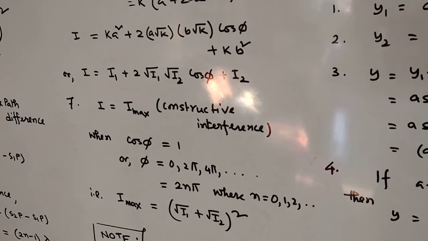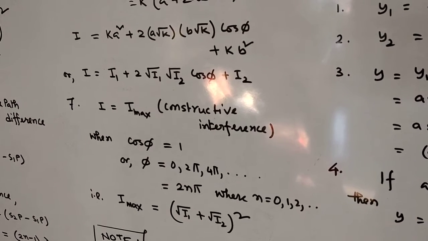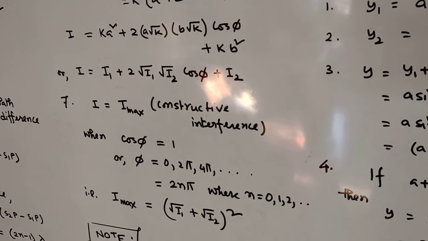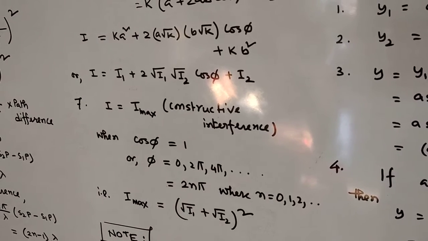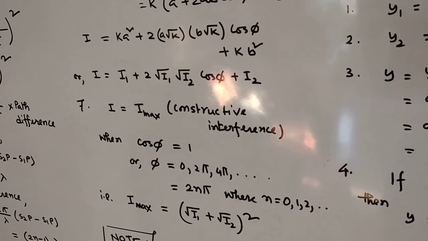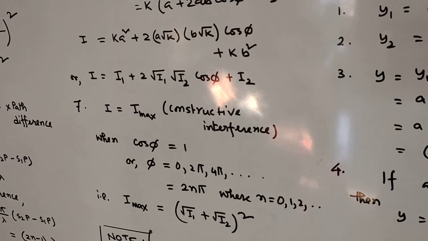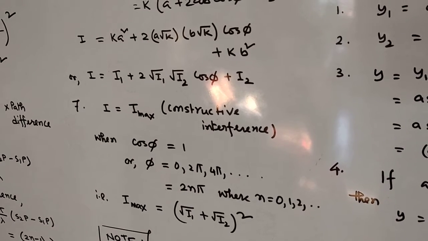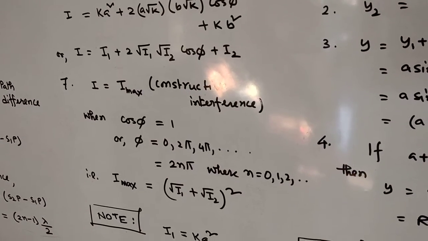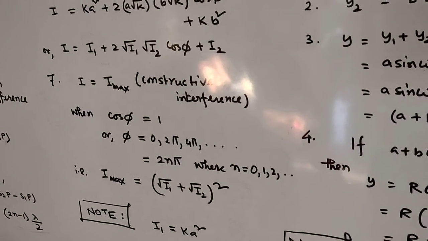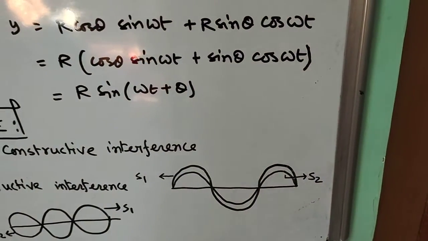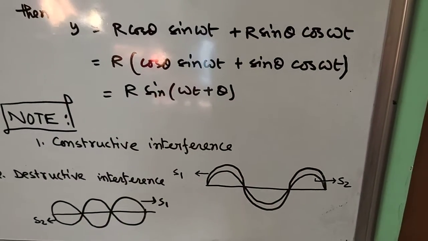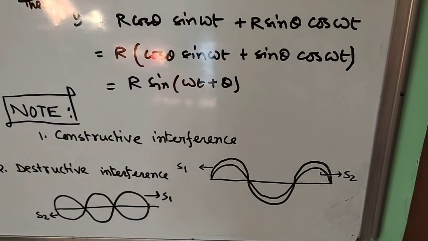If you generalize, 2 n pi, n equal to 0, 1, 2 like that. And I max is I1 plus 2 root I1 root I2 plus I2. So if you take the square, you can write I max equal to root over I1 whole square plus 2 root over I1 root over I2 plus root over I2 whole square. So I max equal to root over I1 plus root over I2 whole square. This is the maximum intensity, and that is the condition for constructive interference. In the constructive interference diagram, the two waves that come from S1 and S2 are of the same phase, that is phi equal to 0.